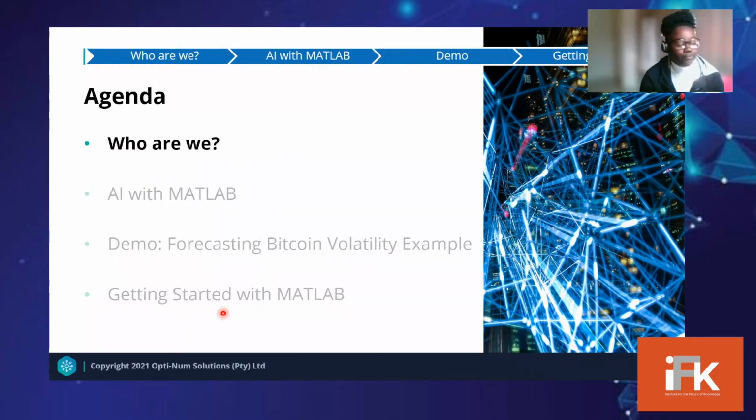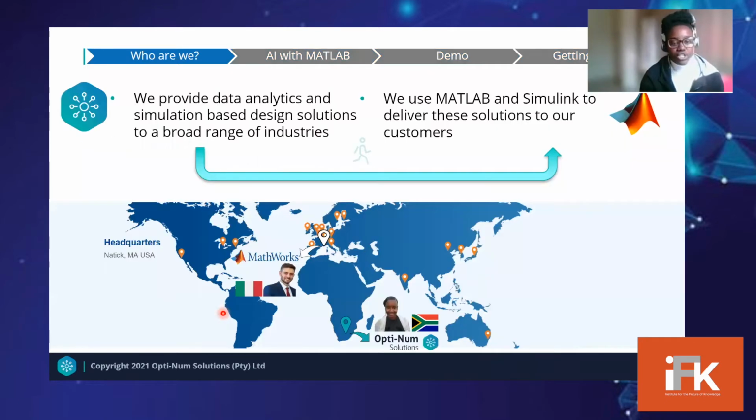So who are we? Essentially, Opti-Num Solutions is a redistributor of MathWorks products, and the MathWorks is the official developer for MATLAB and Simulink products. There are quite a few distributors around the globe, but Opti-Num Solutions is based in Southern Africa.